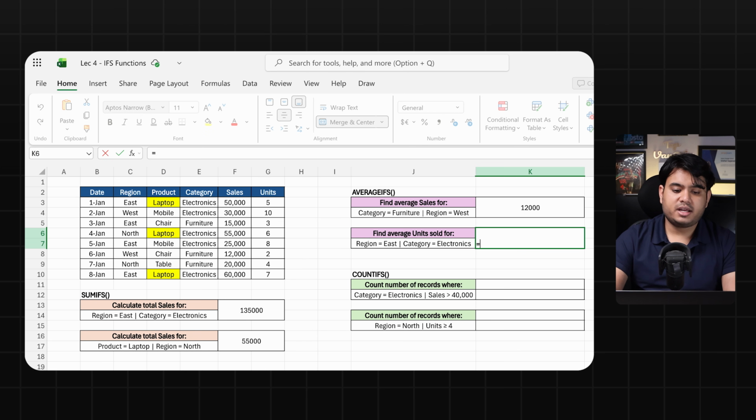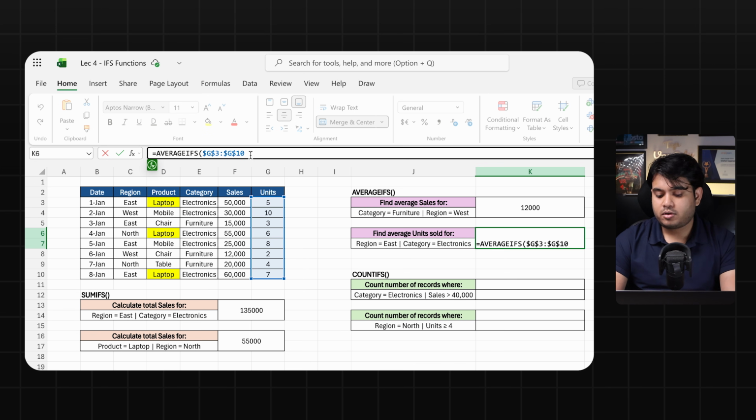So here again our formula will be AVERAGEIFS and the average range should be this units, because this time they are asking for units sold. Okay, you can lock this again, comma, your first criteria is region should be east. So this is our region. Okay, you can lock the cells again, comma, it should be east, comma, second is category should be electronics. So I am selecting category, again locking the cells and completing the bracket.